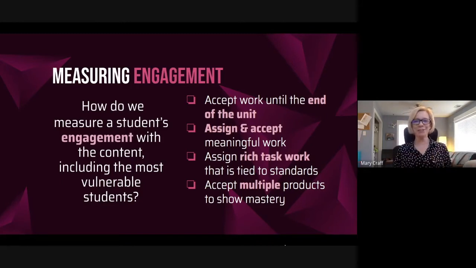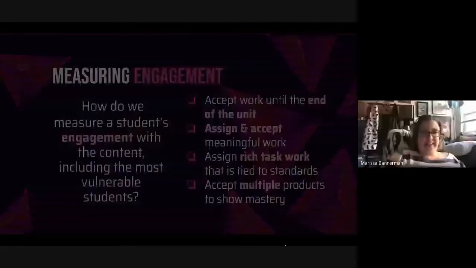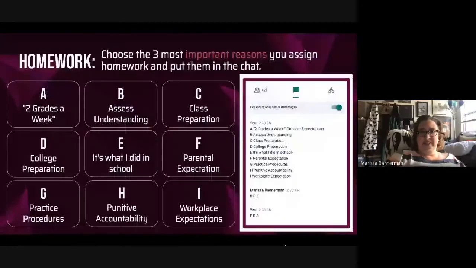All right, Marissa, I'm going to turn it over to you. All right. I am in charge of the homework portion of the session. Each of the things you see on the screen is a reason that we traditionally have assigned homework. So everyone pick 3, and which are the reasons that you have traditionally assigned homework? And then you can put them in no particular order in the chat. And I'm going to give you 30 seconds to do that.